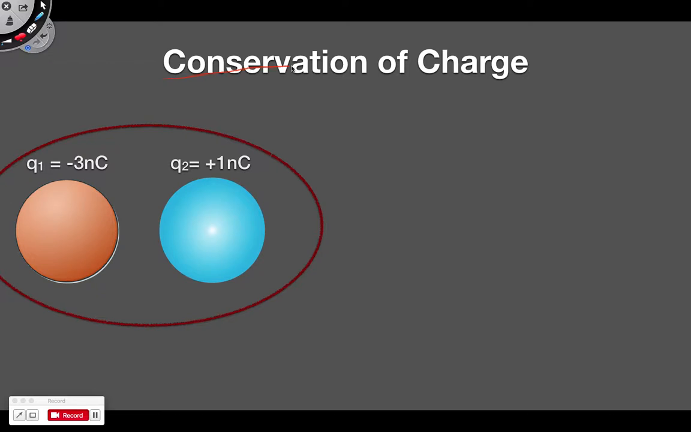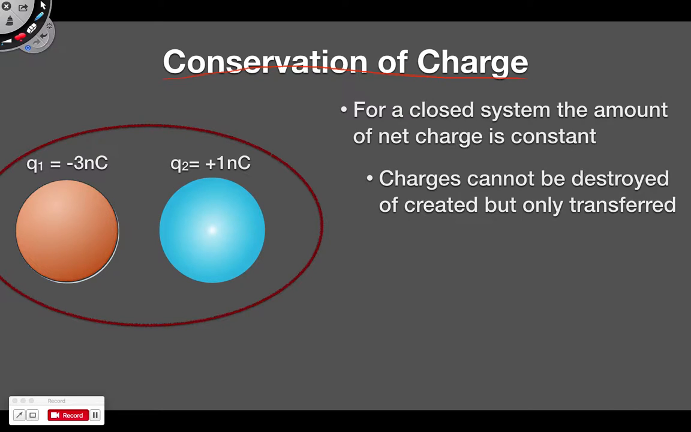Okay, next thing is conservation of charge. We've heard the word conservation quite a bit now. Back in fourth grade, you learned conservation of mass, or maybe you learned that in chemistry. Then we talked about conservation of momentum, then conservation of energy. Now we're doing conservation of charge, and they all sound just the same. For example, they all say blank cannot be created or destroyed, but blank can only be transferred from one blank to another, right? And so that's essentially what we're talking about. For a closed system, the amount of net charge is constant. Charges cannot be created or destroyed, but only transferred.